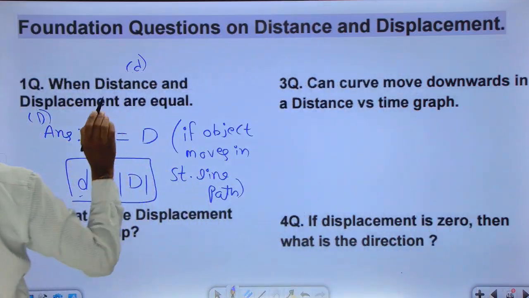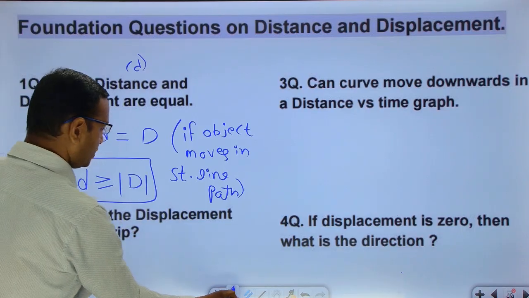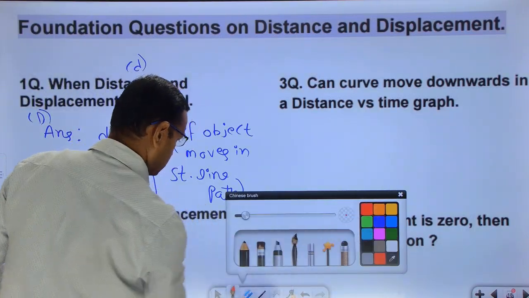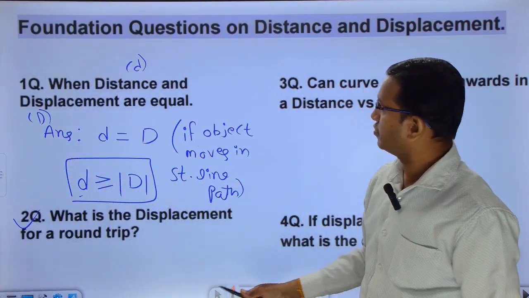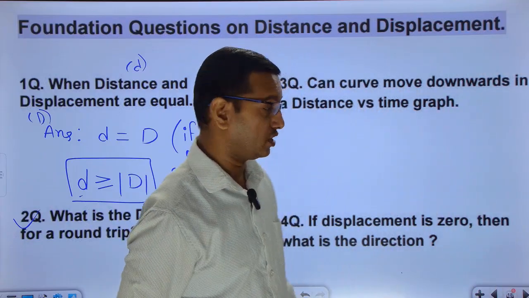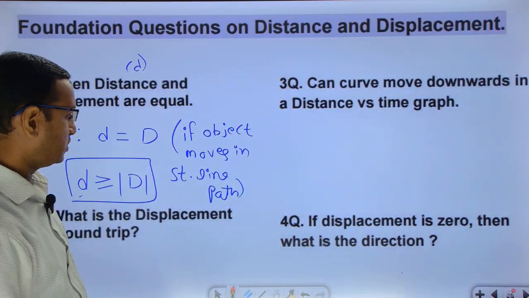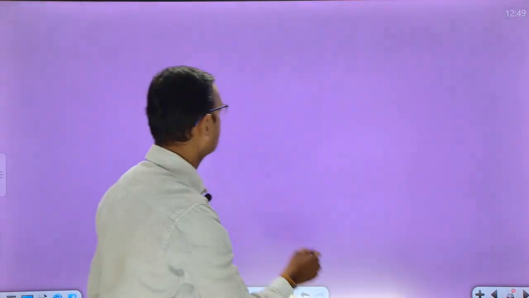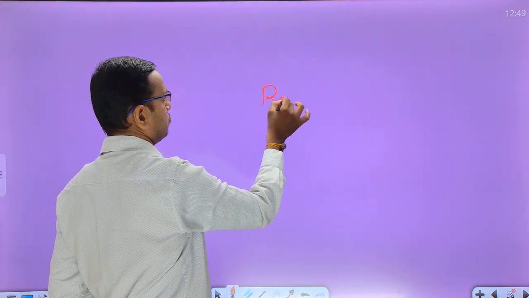Now coming to the next question, the next foundation question. What is the displacement for a round trip? First of all, what is a round trip? So when I'm calling it a round trip, just this round trip.